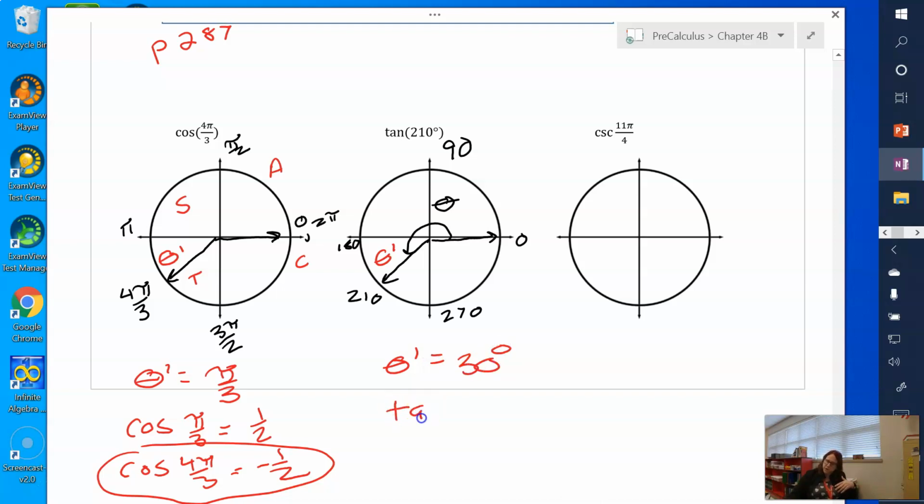So look on your chart. So this is step 4, I think. Tangent of 30 equals, go to my chart, tangent of 30 is root 3 over 3. I am in quadrant 3. In that quadrant, tangent is positive. So the tangent of 210 equals root 3 over 3.